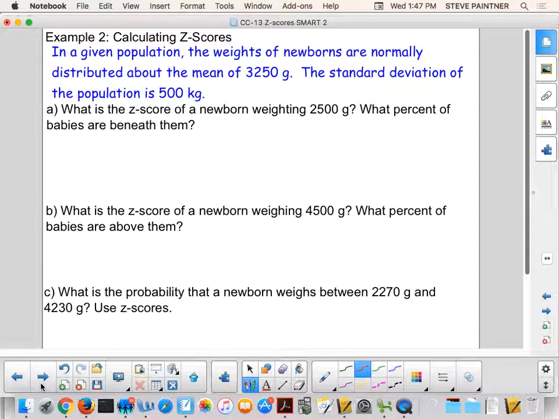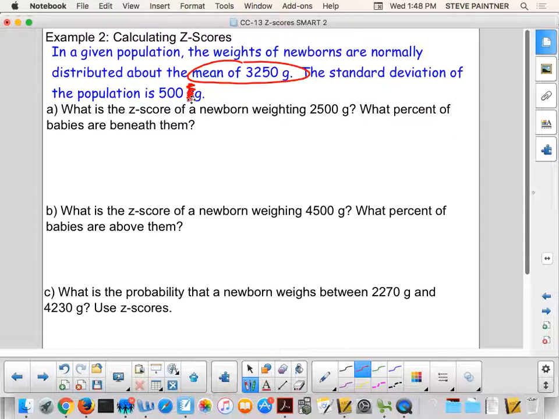Now the story probably comes. In a given population, the weights of newborns are normally distributed about the mean. What's the mean? 3,250 grams for a newborn. That's the average. Standard deviation of the population is 500 kilograms. Oh boy, what do you think about that? First of all, a kilogram is 1,000 grams, guys. Get rid of the K, just grams. I don't think that would be the standard deviation. That's a long ways away from the mean.